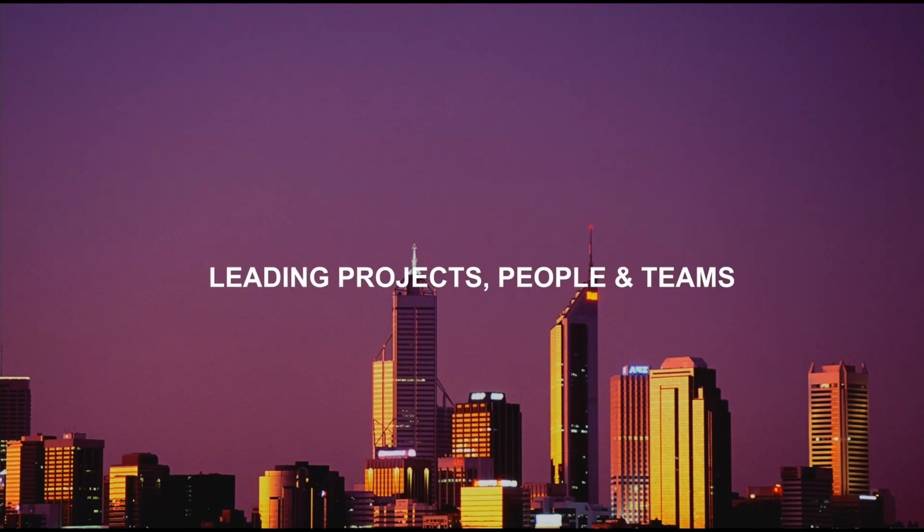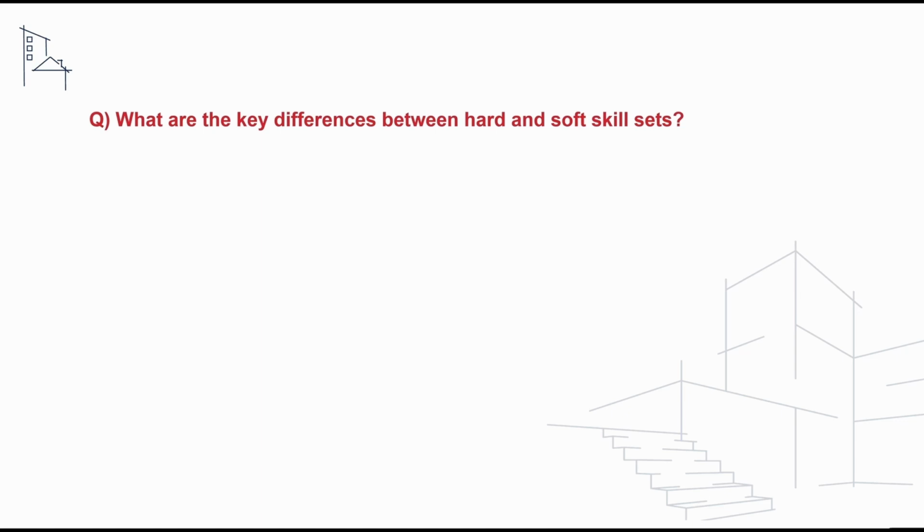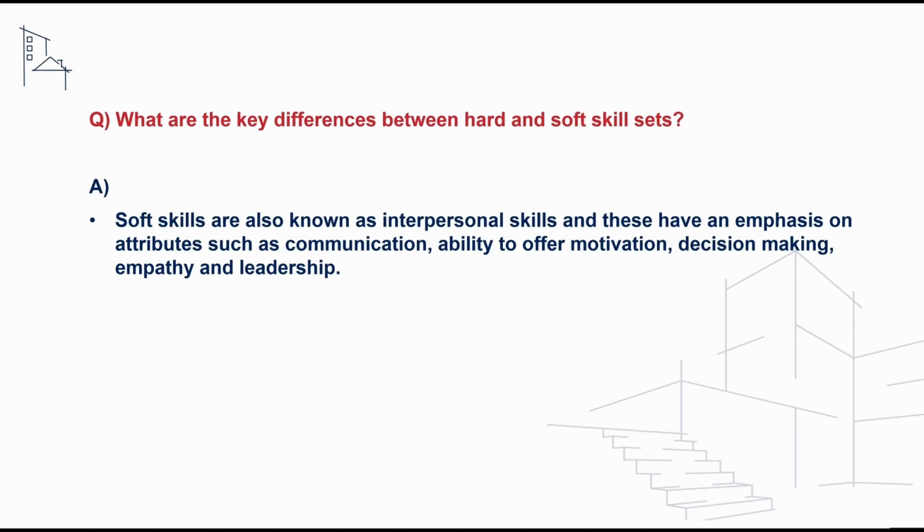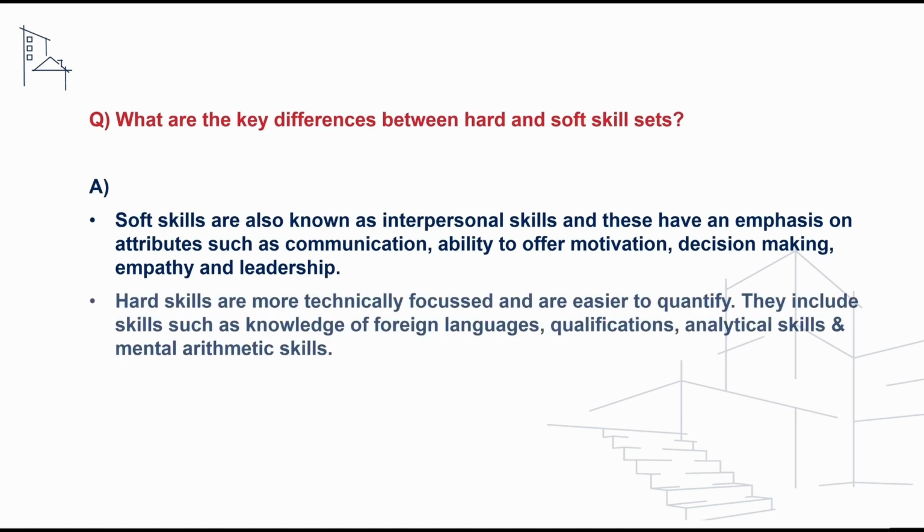The next competency we'll take a look at is leading projects, people and teams. And the first question we'll take a look at under this competency is, what are the key differences between hard and soft skill sets? To address this we can say that soft skills are also known as interpersonal skills, and these have an emphasis on attributes such as communication, ability to offer motivation, decision making, empathy and leadership.